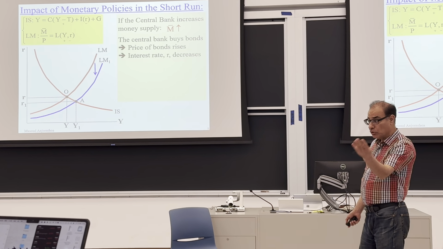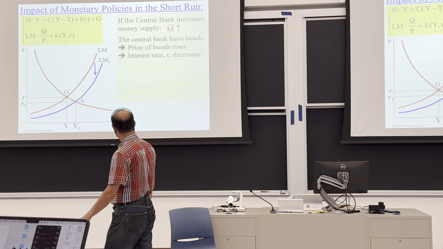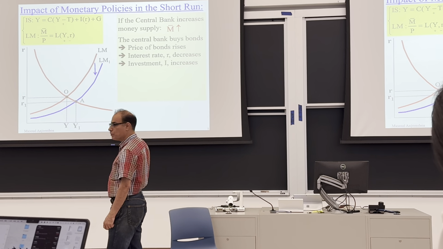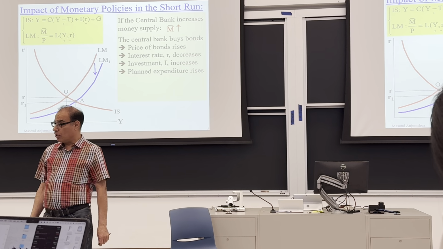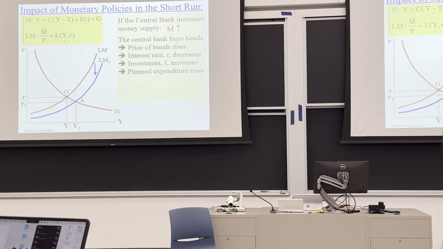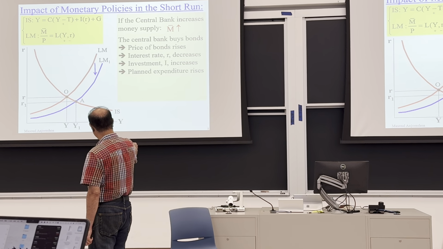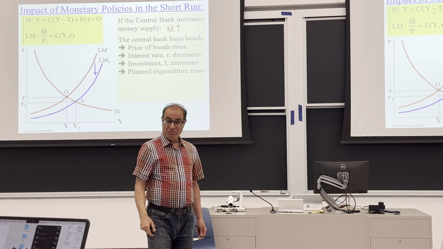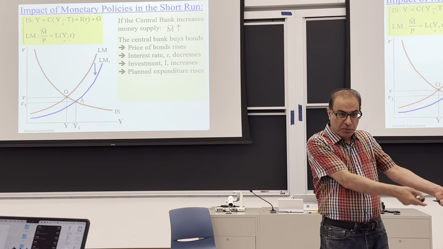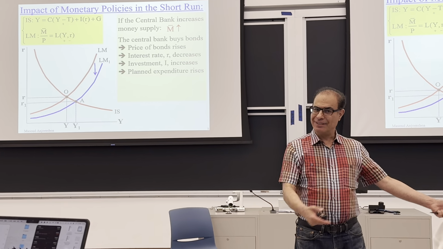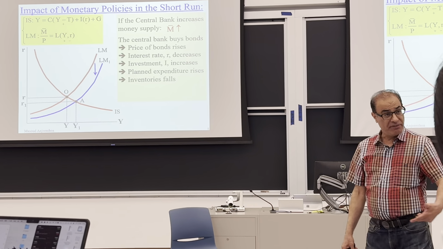And remember, in the bonds market the relationship between price of bond and interest rate is negative. So interest rate falls. When interest rate falls, investment rises. Is that right, everyone? Investment rises, but investment is part of what? Investment is part of planned expenditure. It means all of a sudden there is excess demand for goods. So firms can sell more than they produce because price is fixed. So they start selling out of inventories, and inventory levels start falling.